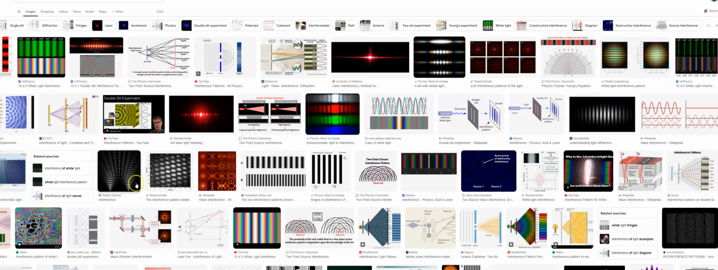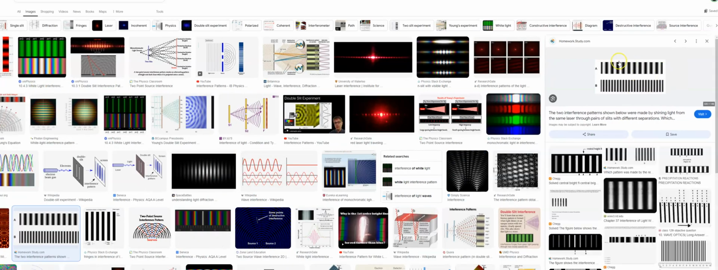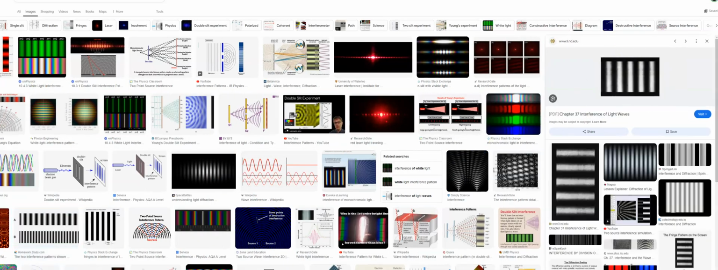In light, you cannot see this pattern from the side. Instead, what you observe is a pattern like this. You need a screen. You put a screen like here in front of the light source, or the two light sources, and you see regions of brightness and darkness, which correspond to constructive and destructive interference.